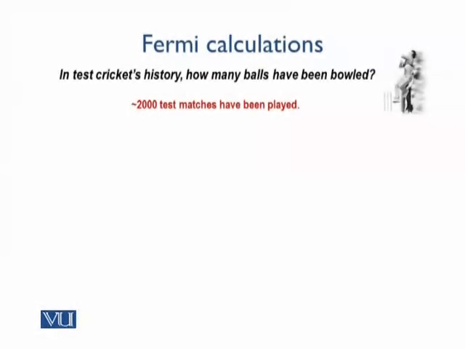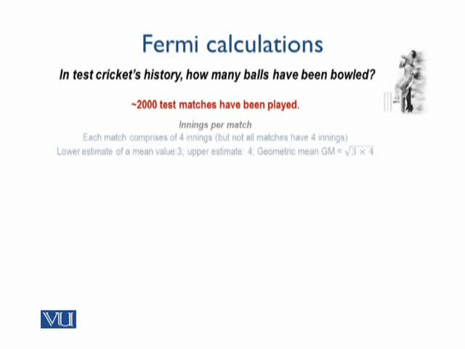So let's do that. Up till now, approximately 2000 cricket Test matches have been played. Each Test match has approximately 3 to 4 innings. It is supposed to have 4 innings, but many times you have fewer innings due to rain. So imagine that we make a lower estimate of 3 innings per Test match and an upper estimate of 4. To make an estimate from these two, we take the geometric mean, because the geometric mean is the same factor away from both estimates. So this would be the square root of 12.